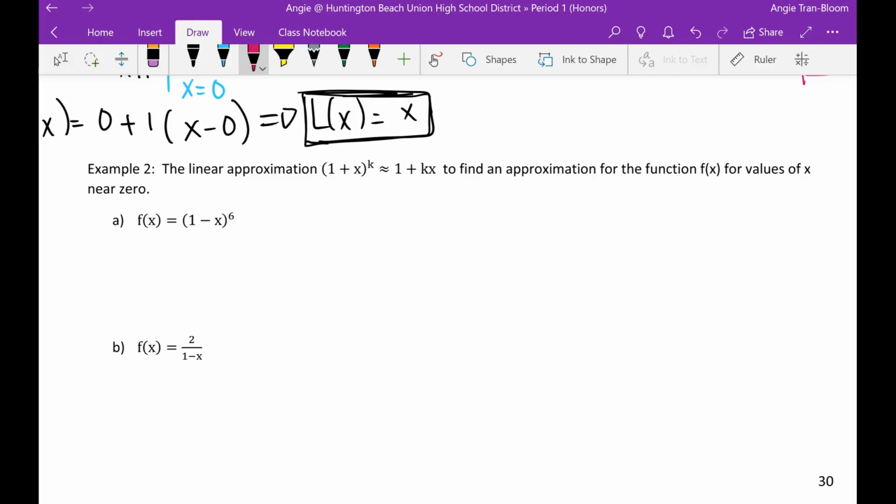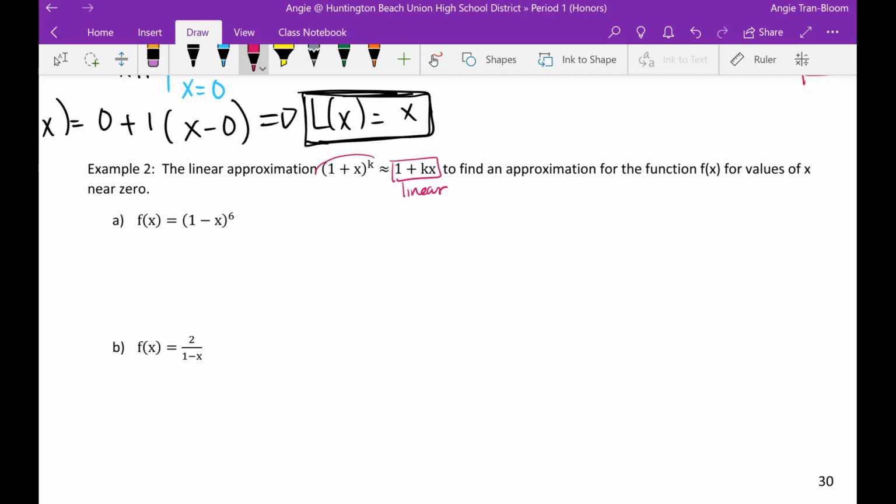Hey guys, this is example 2 in 4.5. The linear approximation 1 plus x to the k power is approximately 1 plus k times x, to find an approximation for the function f of x for values of x close to 0, near 0. So as you can see, this is the linear approximation here, linear equation.